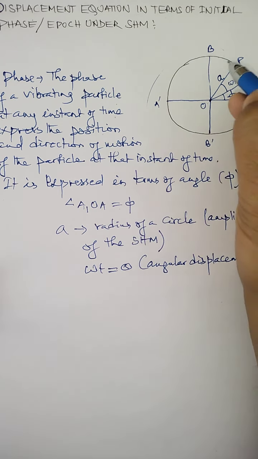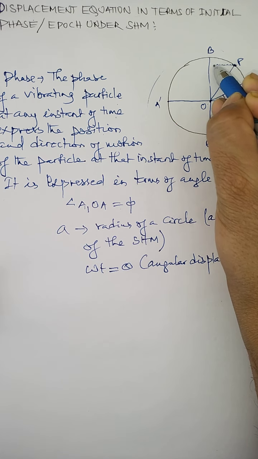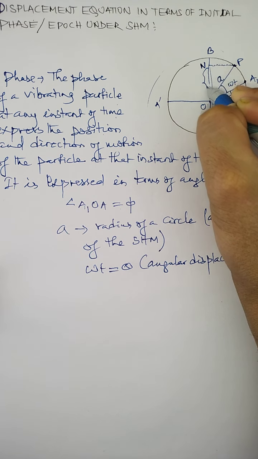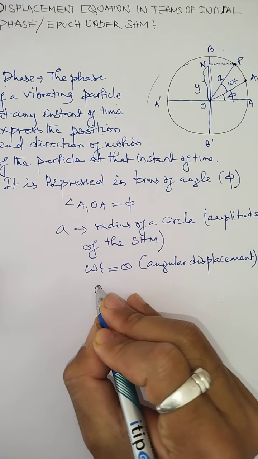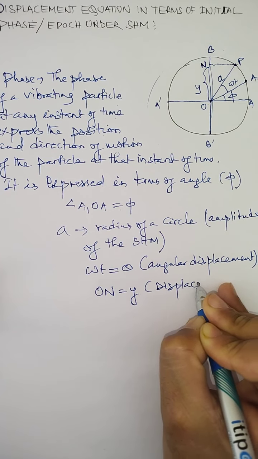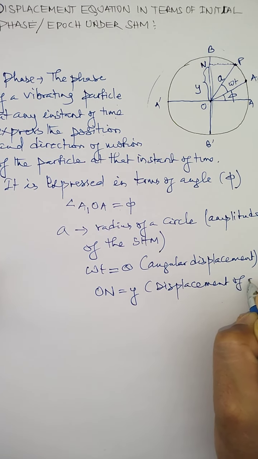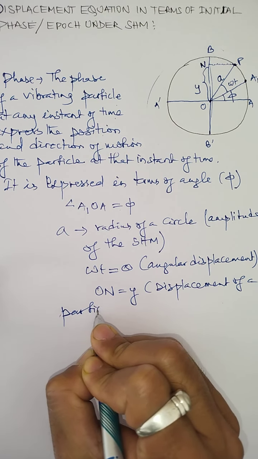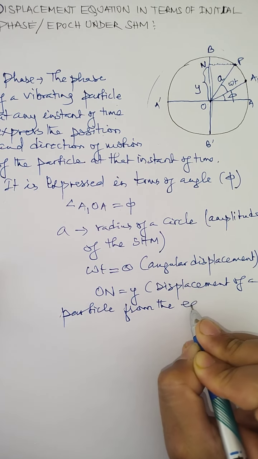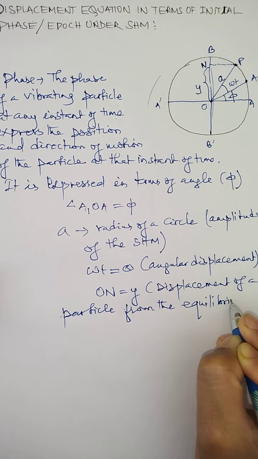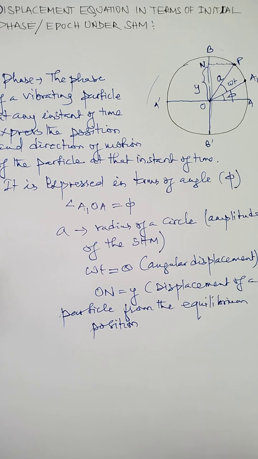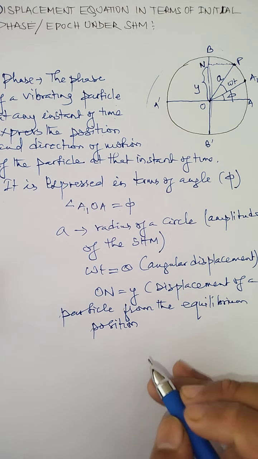Then, in order to calculate the displacement of the particle P from this reference line, also called the equilibrium position, we draw a perpendicular line along this diameter, and let me mark this point N. This is given by Y. So ON, as you see in the diagram, is Y, and this Y measures the displacement of the particle from the equilibrium position. Equilibrium position means with respect to the reference line.